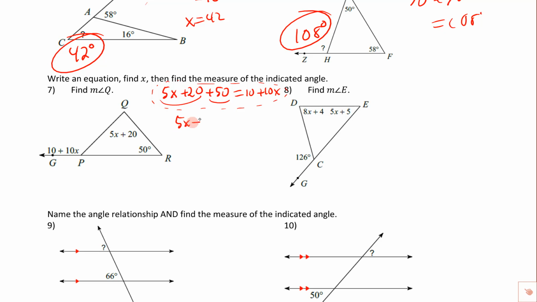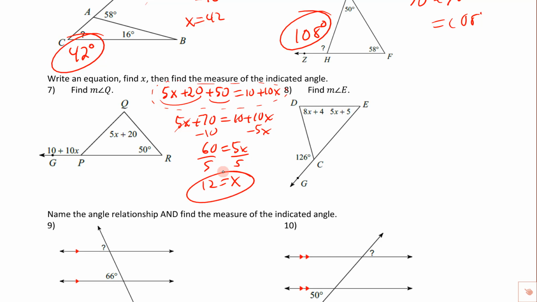This would be 5x plus 70 equals 10 plus 10x. I'm going to move the 5x to the other side by subtracting 5x. So that means I'm going to move the 10 over. So let's see, we get 60 equals, this would be 5x. So divide by 5 and we end up with x equals 12.